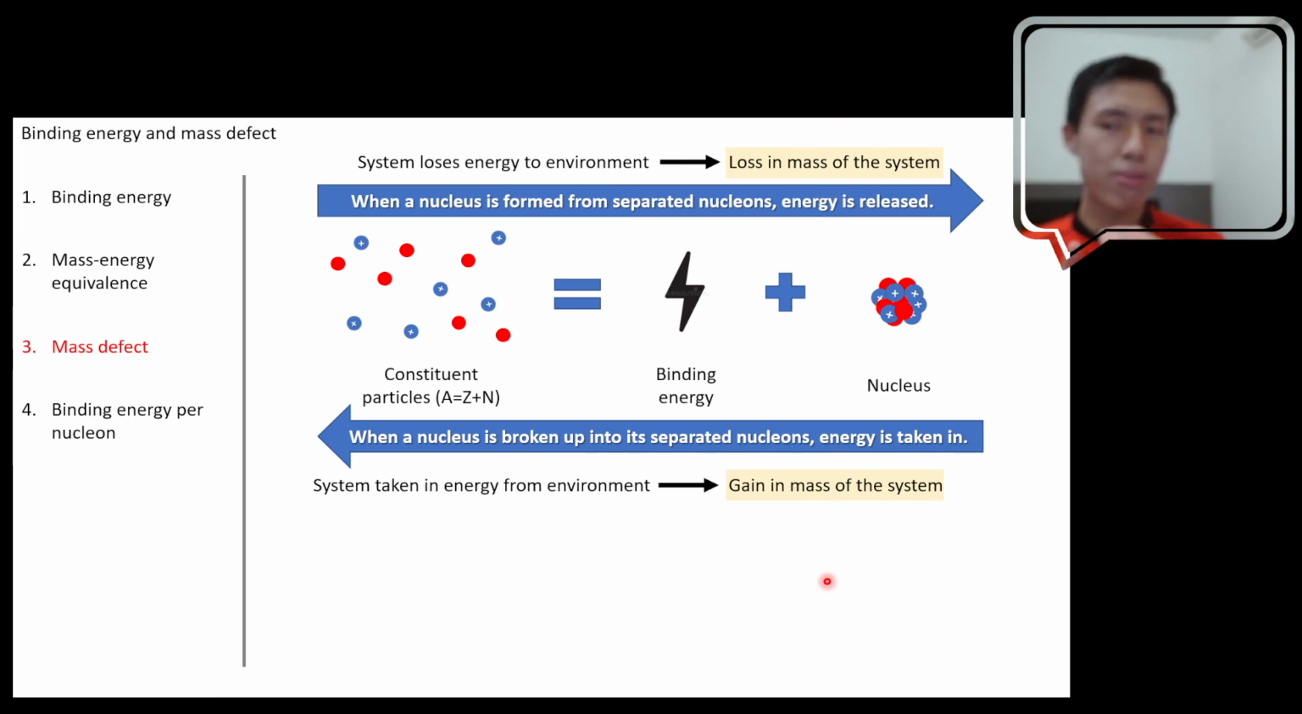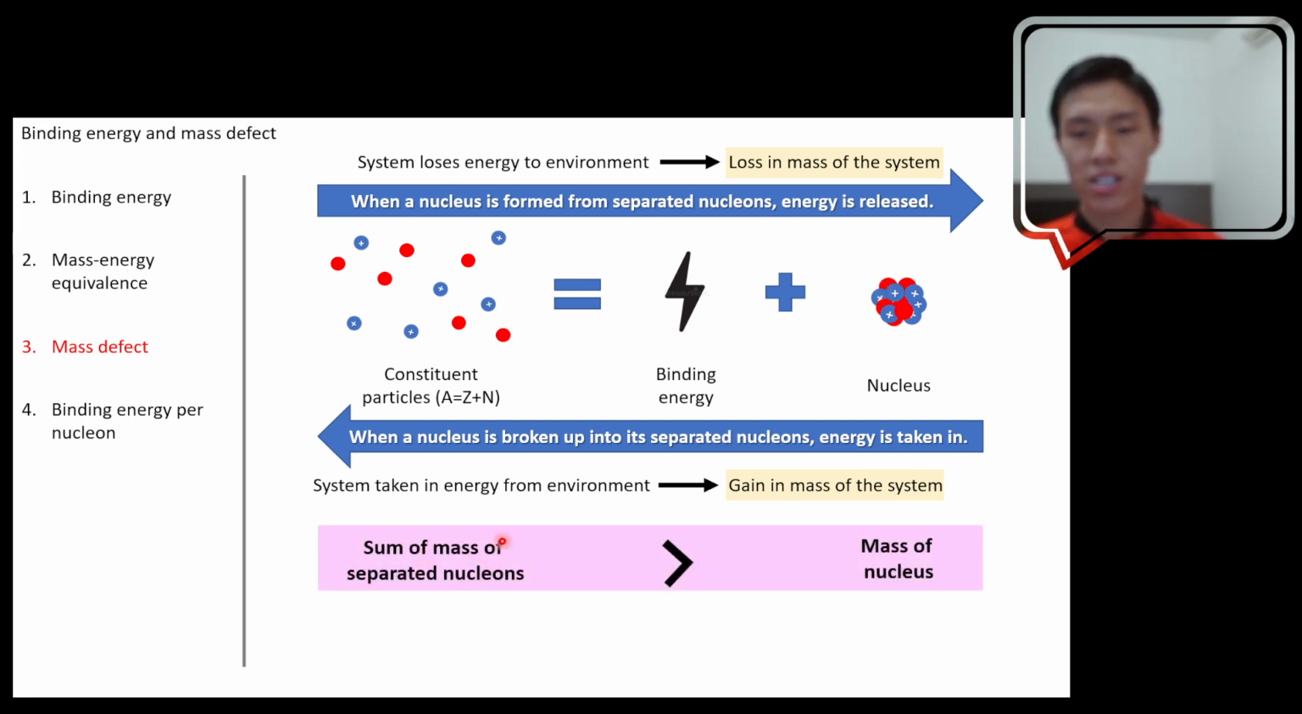So you're applying the idea of mass energy equivalence to understand that the energy released actually causes a loss in mass of the system, or the energy received or used results in a gain in mass of the system. So one thing to take away is that constituent particles are more massive compared to the nucleus. The sum of mass of separated nucleons, meaning if you take the mass of 6 protons and add it with the mass of 6 neutrons, should be more massive than the nucleus itself.